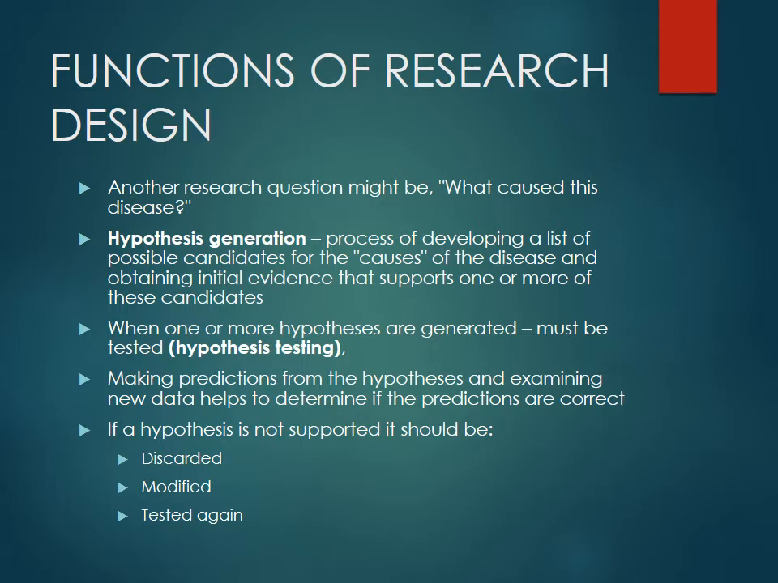And then we'll be able to make predictions from the hypotheses, and examining new data helps to determine if our predictions are correct. So, if you were able to generate a hypothesis and test it, and it's not supported, say you're not able to find the difference you're looking for, and you have to accept the null hypothesis, what you do from there is either discard the hypothesis and start over. You can modify it and test it again, or take the same thing and test it all over again with a new sample. Maybe increase your sample size, or whatever you have to do in order to try testing it in a new light to try to find the difference you're looking for.